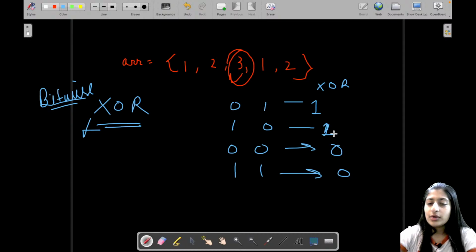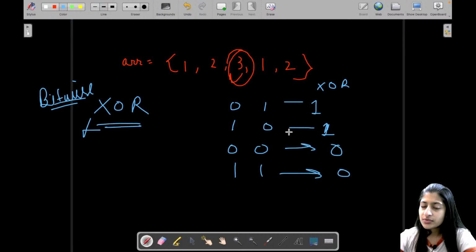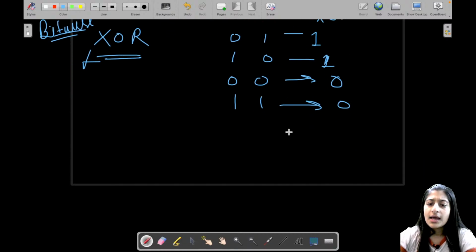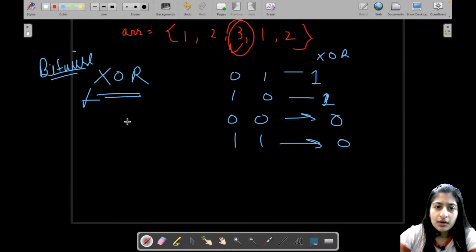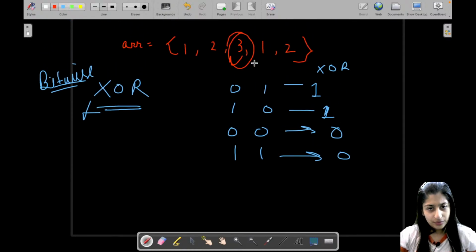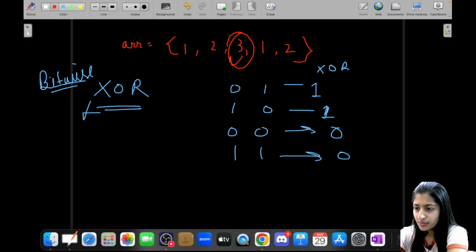Now the answer is pretty clear in front of you, that this is what we are going to do. Now how are we going to do this? If I take some numbers, let's say we have 1 2 3 1 2, right? Okay, just give me a second, I'll just make a table here.